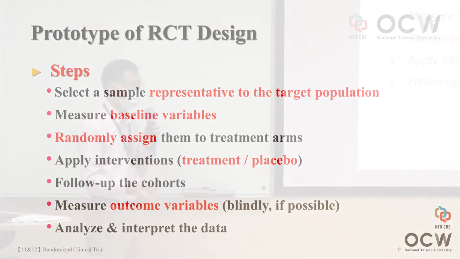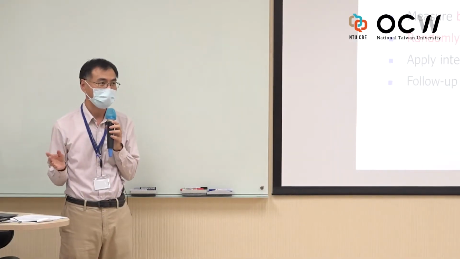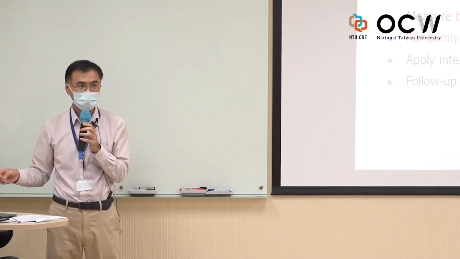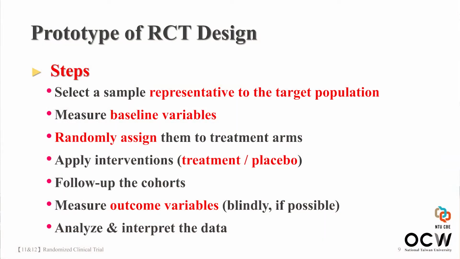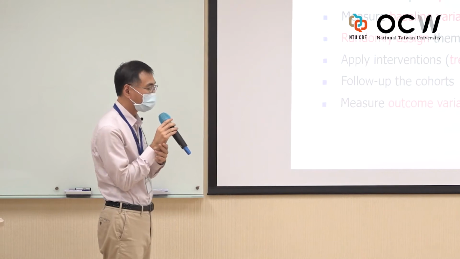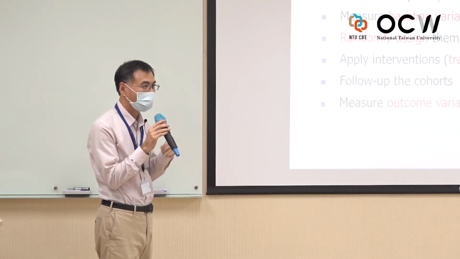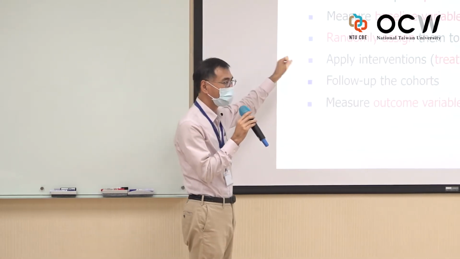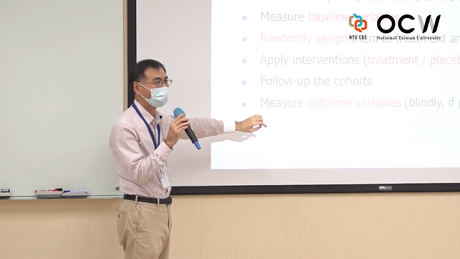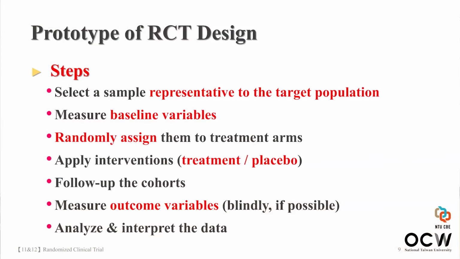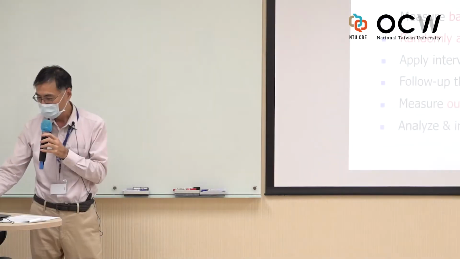And then we follow up for a period of time, which has to be reasonable, depending on the characteristics of the outcome or the disease. And then we measure the outcome variables blindly, if possible. I mean, the one who measures the outcome has to be someone having no idea about the exposure status, okay, to avoid what? Bias. No matter information bias or selection bias. And finally, you could start to do the data analysis and try to interpret the data. Okay, so those are the fundamental steps.